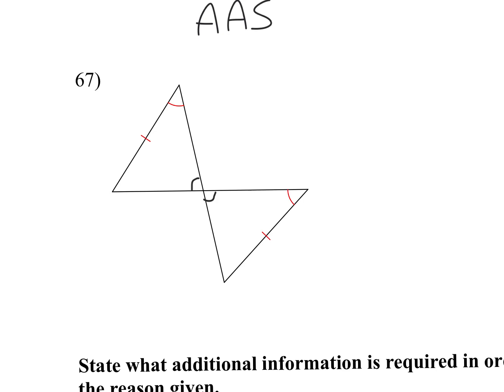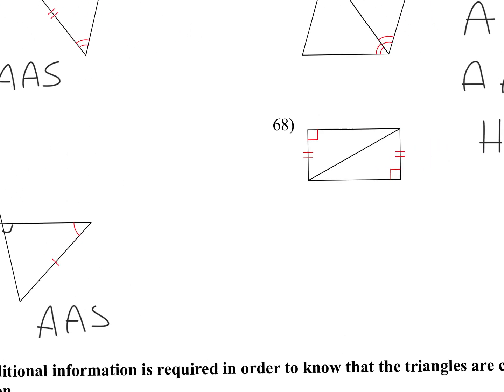Everyone watch what I'm about to do. Angle, side, angle. Could I have done that? Why not? No, because there's a gap. I jumped across. You cannot jump across. You have to go in order, because there was nothing in this area. Okay?